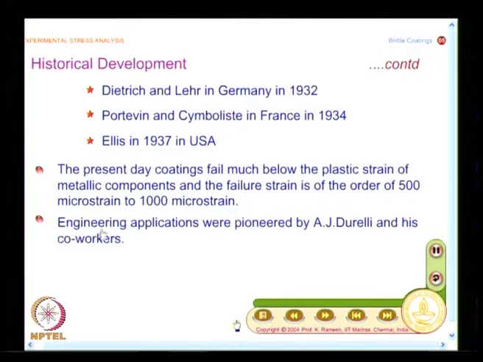And many engineering applications were pioneered by A.J. Durelli and his co-workers. See, I said when I talk of photoelastic coatings, I said Zandman. Zandman was the key person who developed the contourable plastic and also developed correction factors, and you have to remember his contribution. If you go to transmission photoelasticity, Frocht was considered as father of photoelasticity. So, he had made significant contributions. Similarly, when you come to brittle coatings, the name that you cannot forget is A.J. Durelli. They have done several industrial problems.